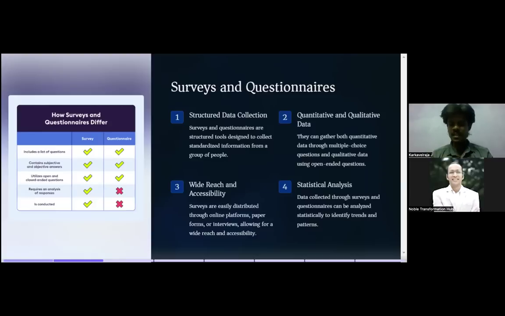And then statistical analysis. Data collected through the surveys and questionnaires can be analyzed statistically to identify the trends and patterns. So we can find what things go well in this session based on the surveys and questionnaires, and what things do not go well. Those things we can easily find using surveys and questionnaires, guys. So this is a way of getting data. I think it's a traditional way, but it is still followed now also, guys.